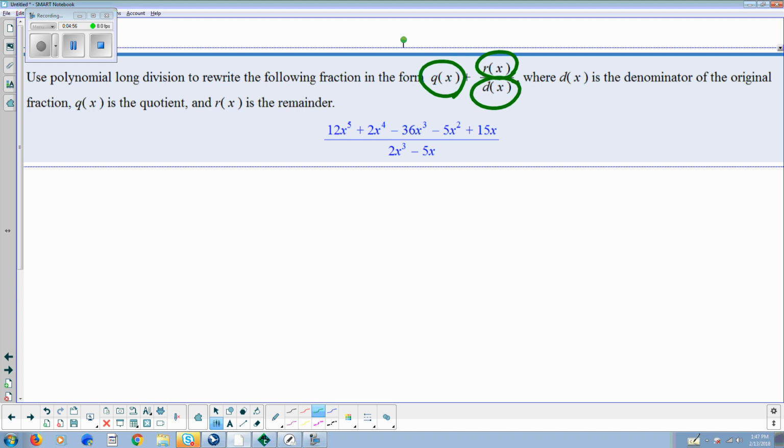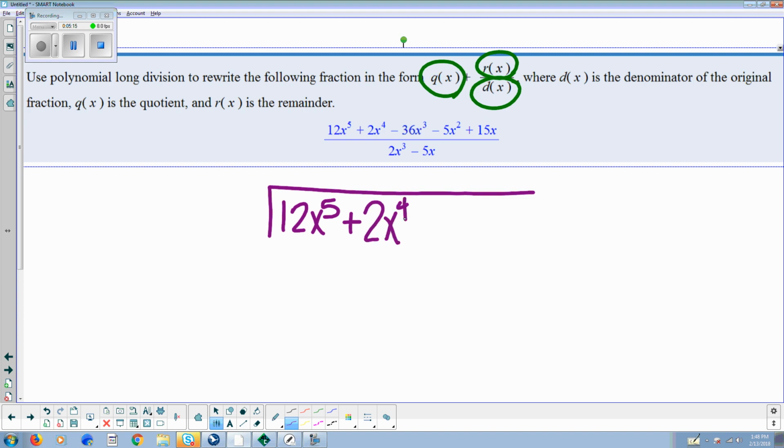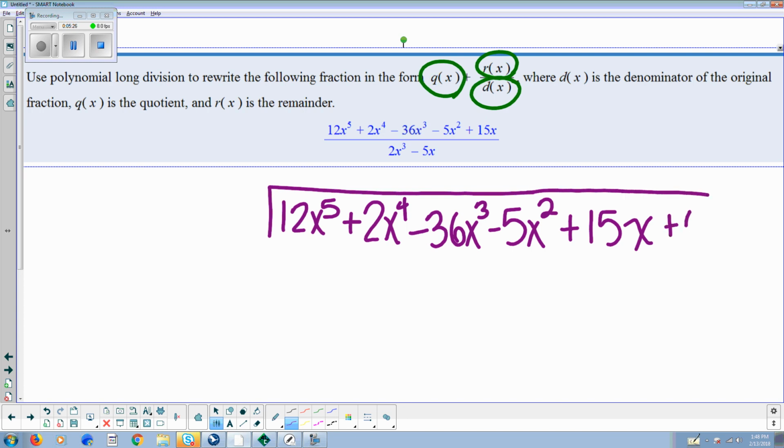So, dividing, our divisor is our big polynomial, and we're going to put that under this division symbol. So 12x to the 5th. When I'm writing this, I need to be sure that my powers go in descending order and that I do not skip any powers. So x to the 5th plus 2x to the 4th minus 36x to the 3rd minus 5x to the 2nd plus 15x to the 1st. And I am always going to go all the way down to a constant. So I'm going to go down to the constant of 0.